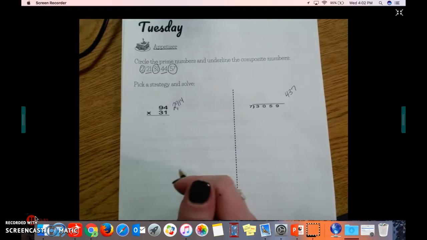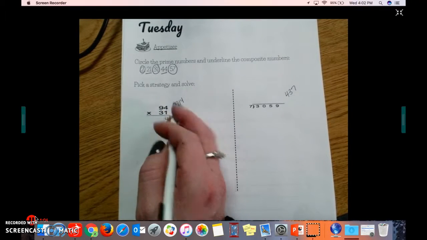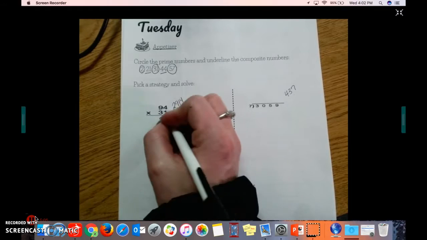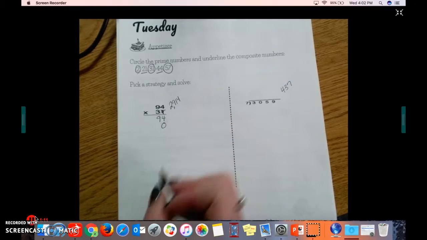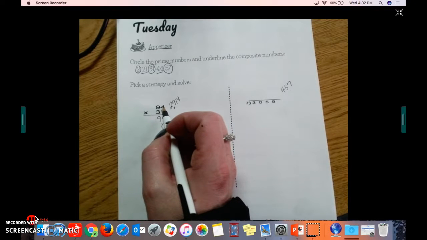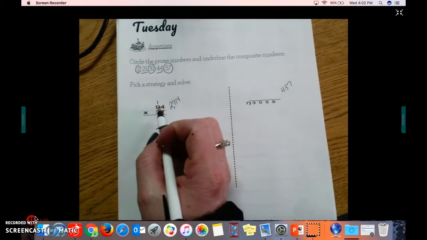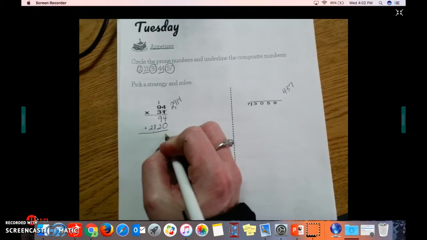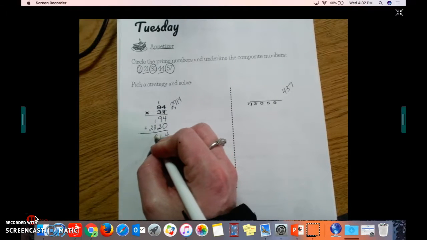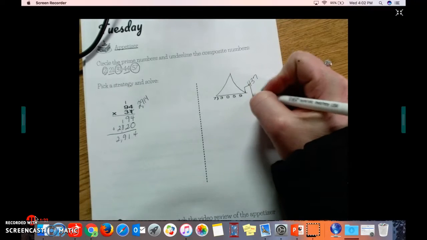So the first step in our multiplication is to do 4 times 1. 4 times 1 is 4. And then we're going to do 1 times 9. 1 times 9 is 9. I am done with the 1, so I'm going to go ahead and put an X over it. And I need to put my 0 below my 4. And I'm ready to multiply 3 times 4. It's 12. My 2 comes down and my 1 gets regrouped. So I'm going to do 9 times 3 is 27 plus 1 more is 28. And then I'm ready to add. So 2,914.